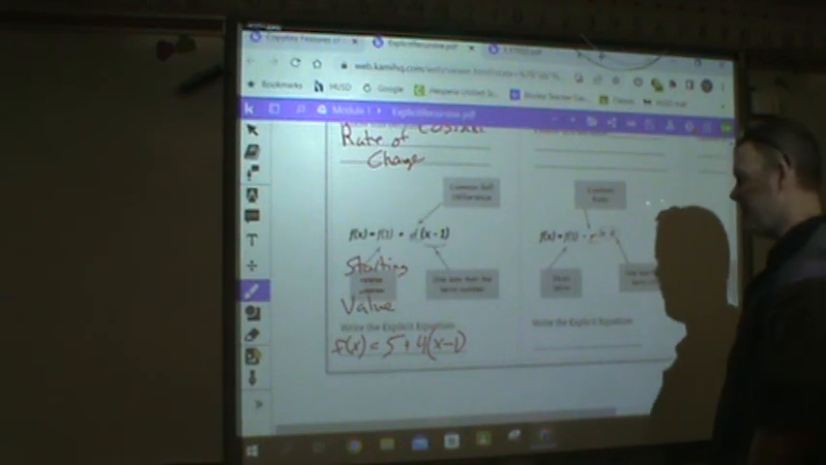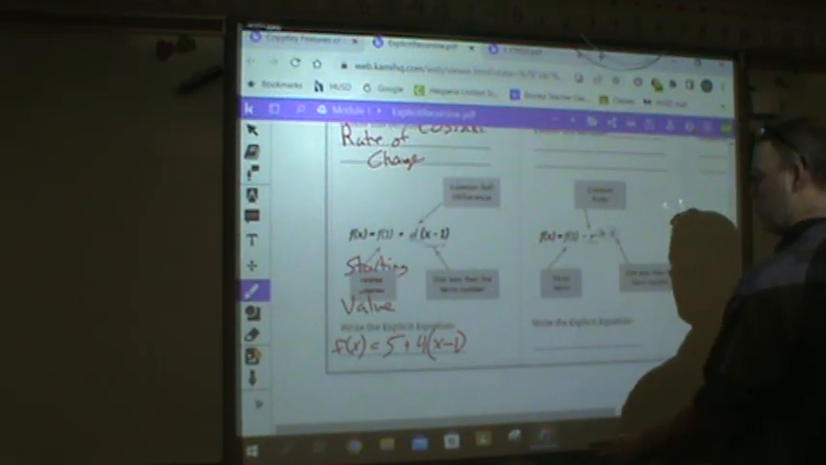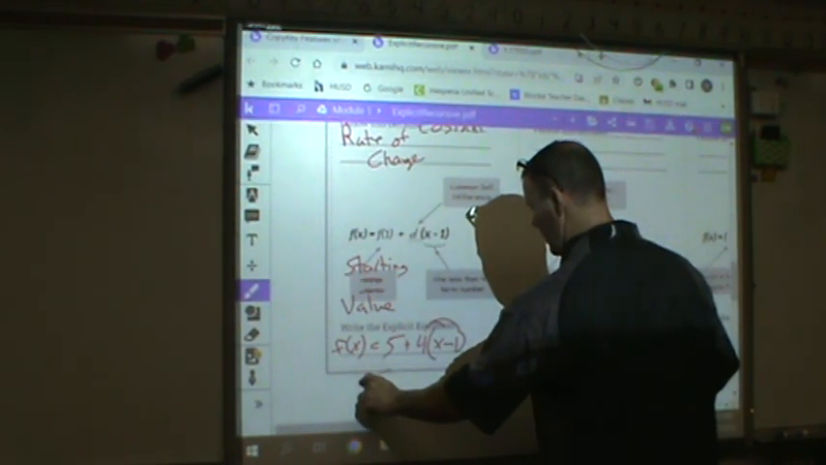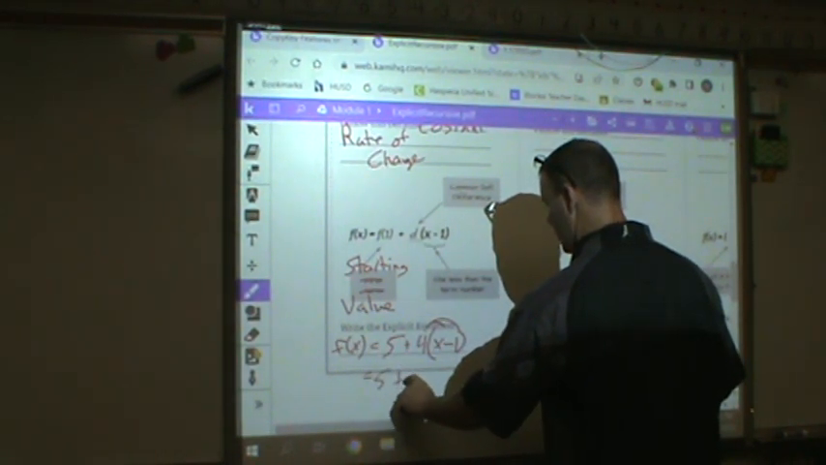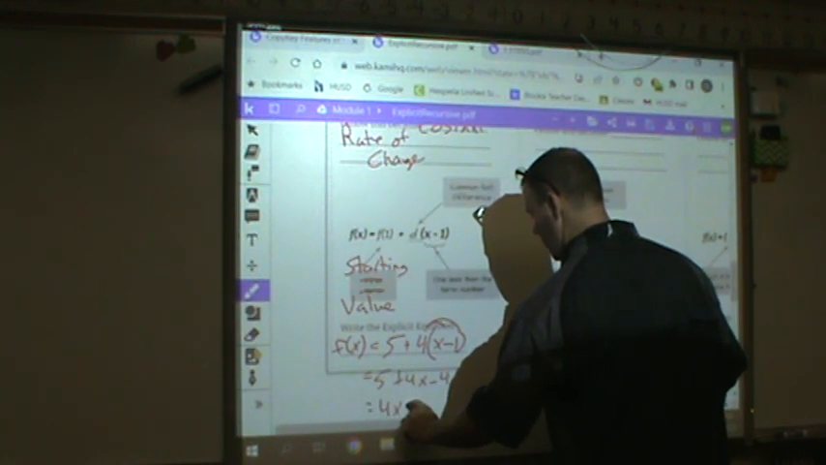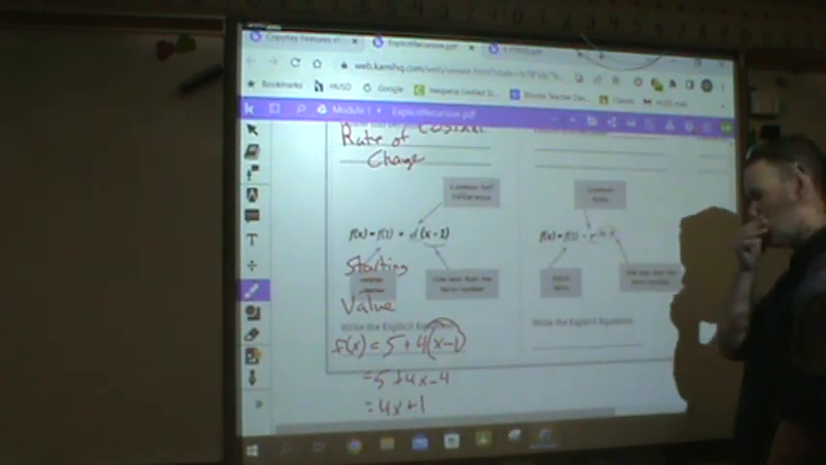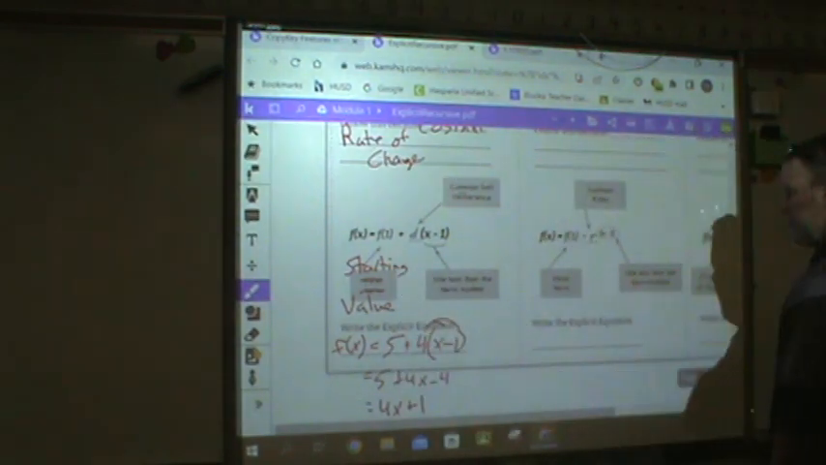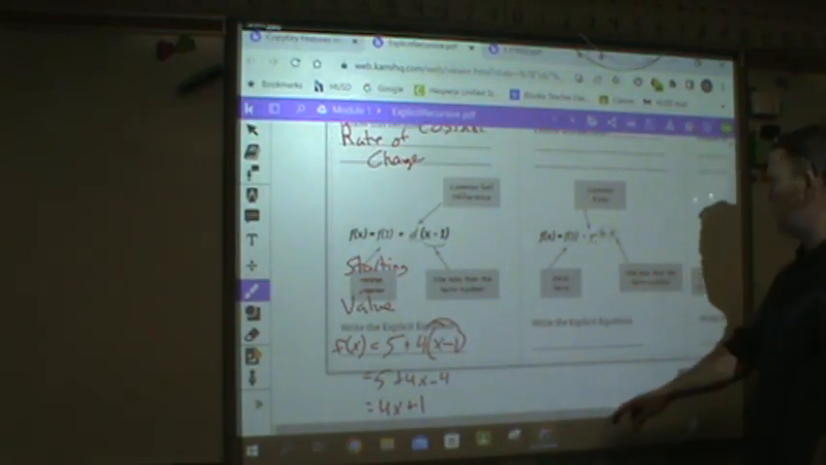Now, wait a second. Some of you are like, hey, that's supposed to look like y equals mx plus b. If you distribute, you get f of x is equal to 5x plus 4x minus 4, and you get 4x plus 1. There's your y equals mx plus b. Same equation, just written in a different form. It's going to take me a little bit to get used to that too.